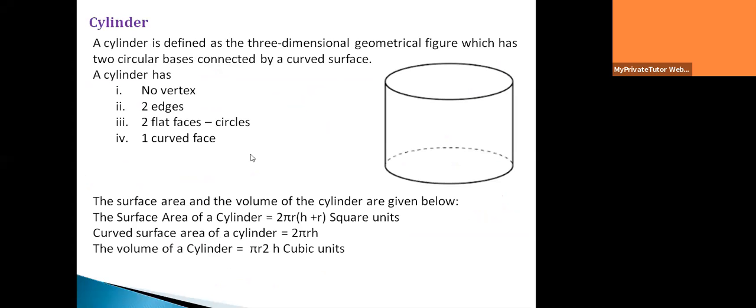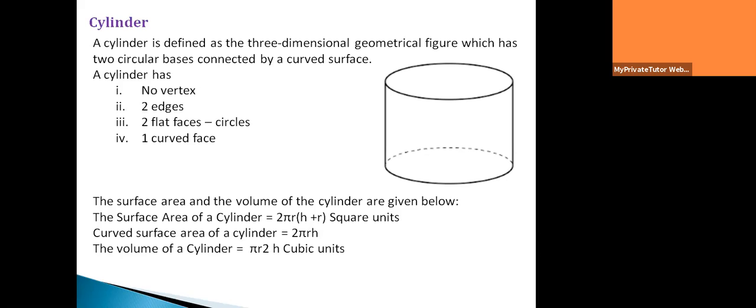The next one is the cylinder. It's a very basic one. You can see that we don't have any vertices in a cylinder. That's a very important point. We do have 2 edges and flat faces. What do you mean by flat faces? If you look at a real-life cylinder, the faces at the top and the bottom are both circles. The edges, we have 2 edges, and a curved face. It is a curved one, a circular one.